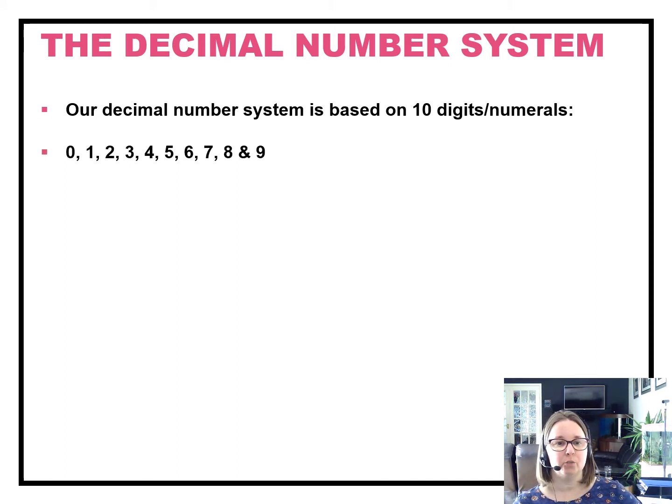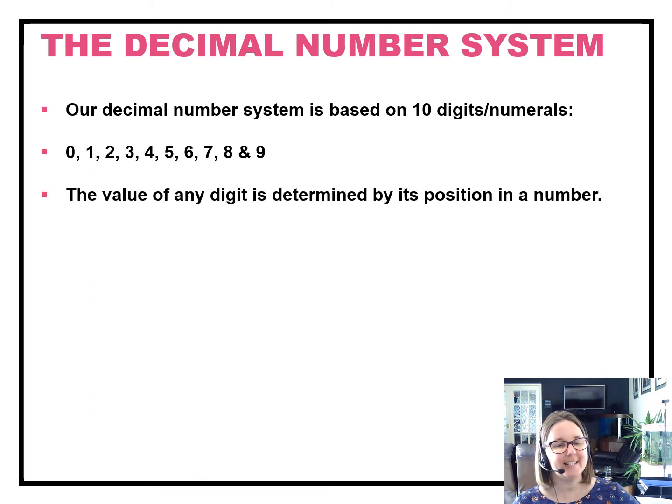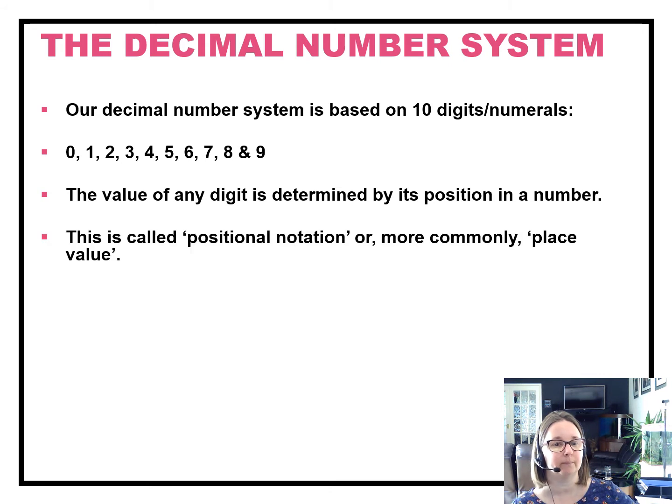So those 10 numerals are represented by these 10 very familiar symbols: 0, 1, 2, 3, 4, 5, 6, 7, 8 and 9. The value of any digit is determined by its position in a number. So on their own, these digits are not numbers. They have no value until they take up their place in a number. And this system of using digits and numerals to notate numbers is called positional notation, more commonly known as place value.